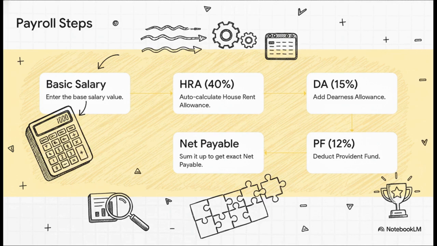We add the house rent allowance, or HRA, at 40% and the dearness allowance at 15%. Then, we deduct the Provident Fund at 12%. And finally, we sum it all up to get the net payable. Having this clean, logical flow is exactly what the examiner wants to see on your screen.